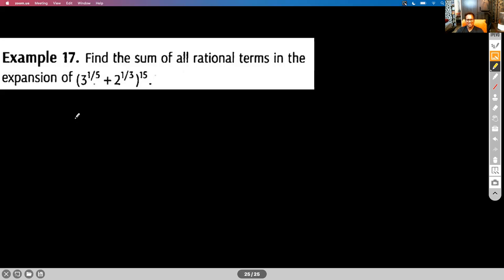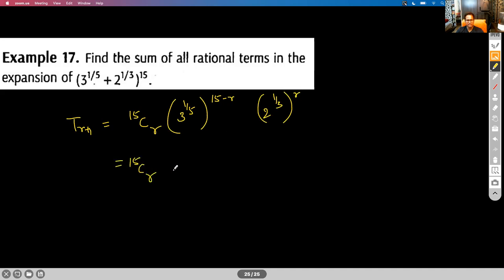Okay. See, let's again write down the (R+1)th term. The (R+1)th term is 15CR, (3^(1/5))^(15−R), and (2^(1/3))^R, which means nothing but 15CR, 3^((15−R)/5), 2^(R/3). Oh, very good, Prisham. Excellent. Anybody else?